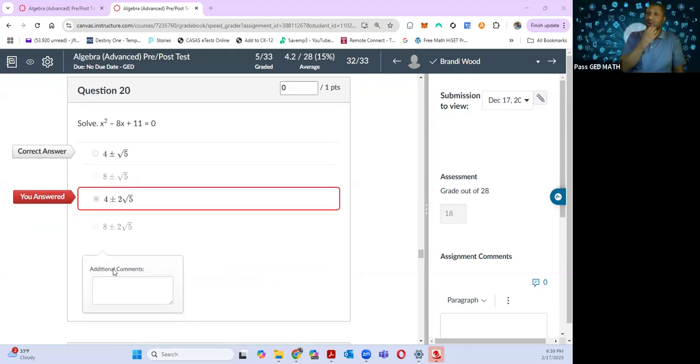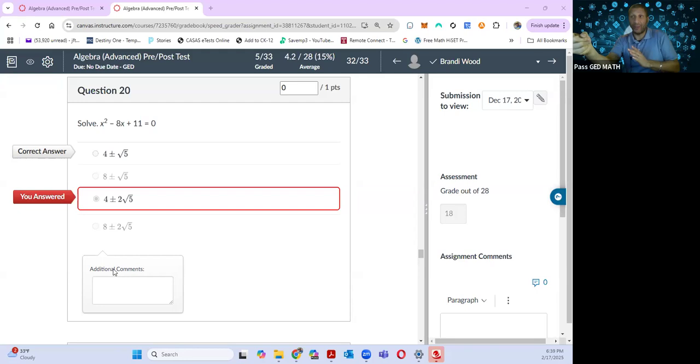So one of the things I noticed is the quadratic equations. Out of the ones you got wrong, quadratic equations were 4 of the problems. So what I want you to do is go back.